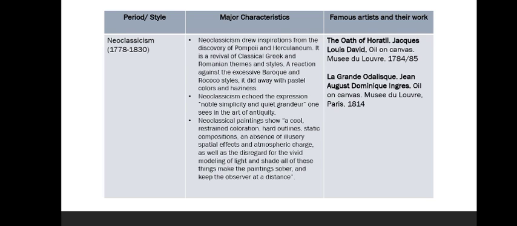Neoclassicism echoed the expression of noble simplicity and quiet grandeur one sees in the art of antiquity. Neoclassical paintings show a cool, restrained coloration, hard outlines, static compositions, an absence of illusory spatial effects and atmospheric charge, as well as the disregard for the vivid modeling of light and shade. All of these things make the painting sober and keep the observer at a distance.